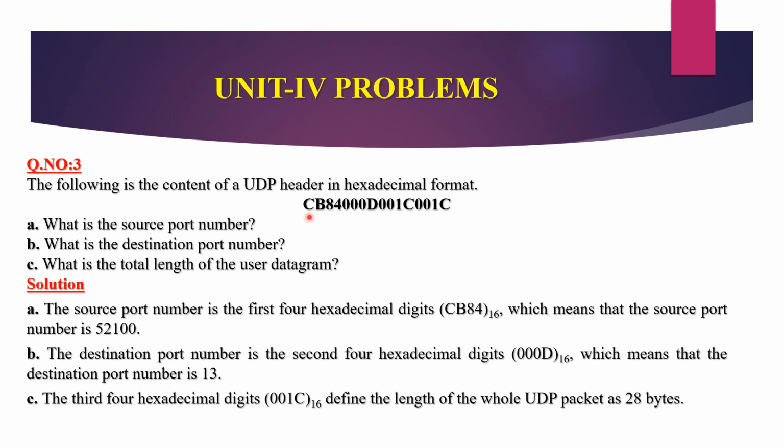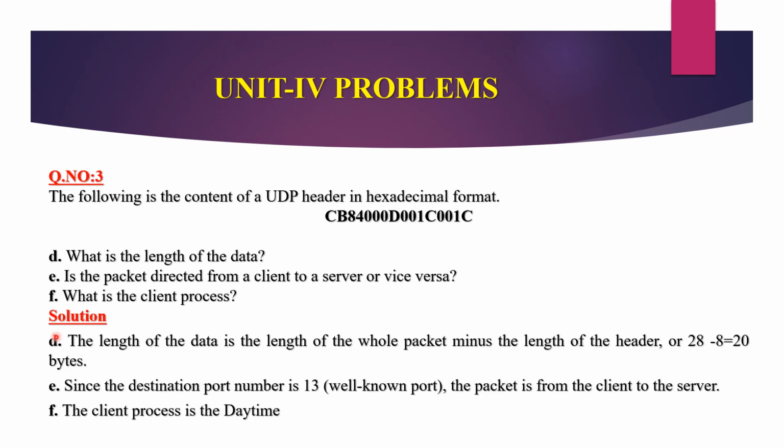So CB84 is the source port number, 000D is the destination port number, 001C is the length of the packet. We will see the remaining question. What is the length of the data? The length of the whole packet minus the length of the header. So 28 is the length of the whole packet, minus 8 is 20 bytes. 20 bytes is the length of the data.